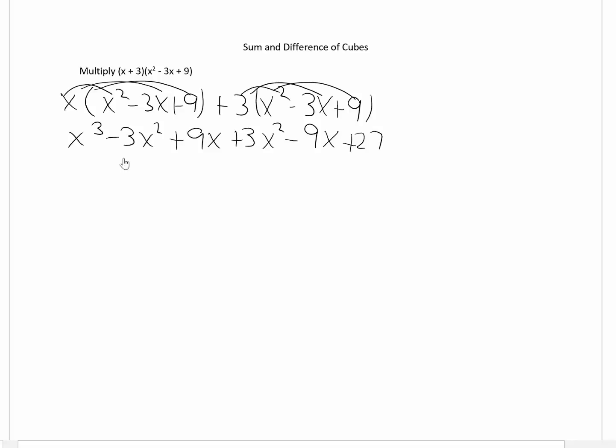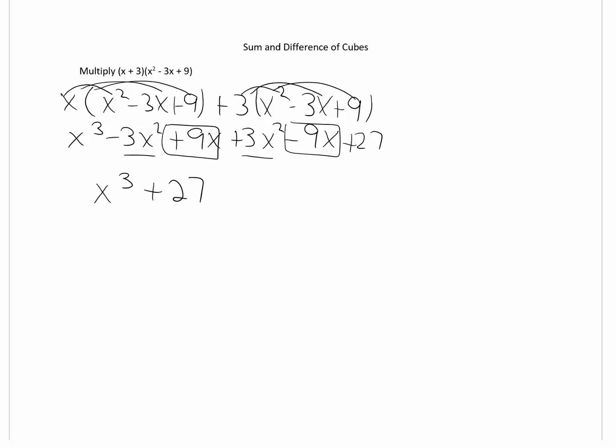Now, notice the 3x squared subtract out, and the 9x's subtract out, and that leaves me with x cubed plus 27. The result of the product of this binomial and trinomial is the sum of two cubes. So I'm going to rewrite it now as such. If we reverse the statement, we obtain the factorization of x cubed plus 27, which I will write now.